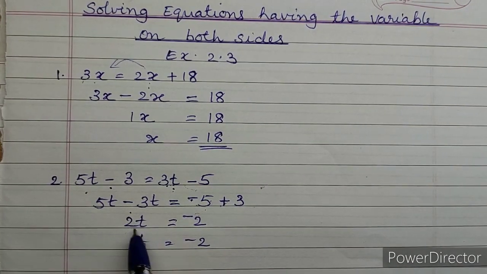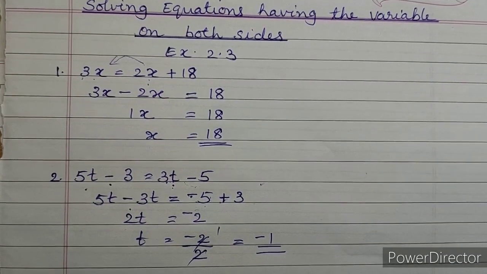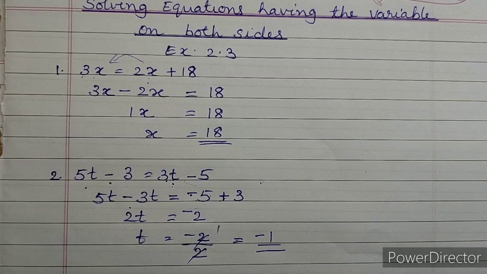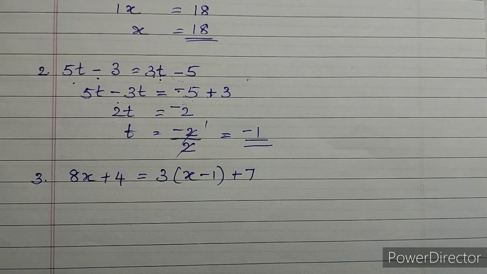Here it is multiplication, so it will come as division. Divided by 2, which is equal to, cancel that, it is minus 1. So the t value is minus 1. That is the solution of this equation. Next sum, the third one: 8x plus 4 equals 3 into x minus 1 plus 7.